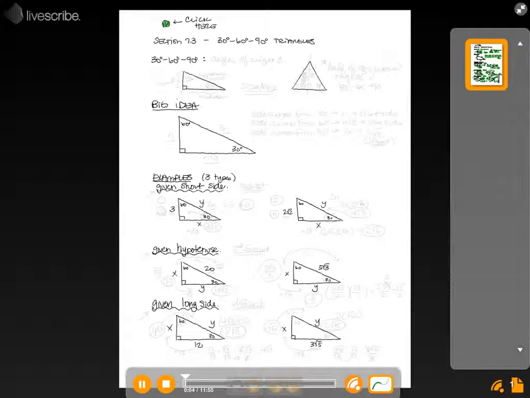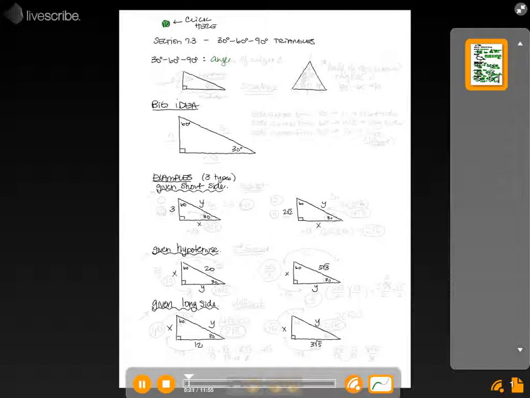Alright, these are our notes for section 7-3, day 2 on 30, 60, 90 triangles. Last class we looked at 45, 45, 90 triangles. Today we're going to still continue with special right triangles, but we're going to look at a 30, 60, 90 instead. Alright, 30, 60, 90.